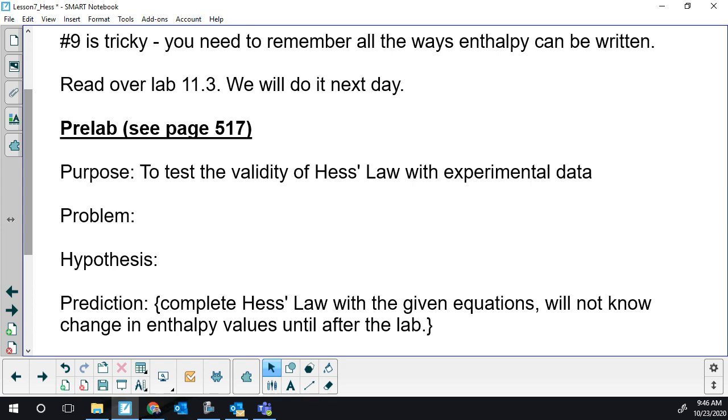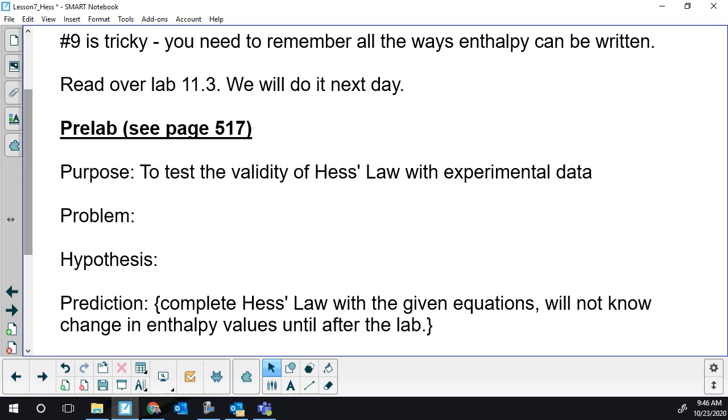But I'd like you in your prediction to figure out the first equation that's given to you. Are you going to flip it? Are you going to double it? What are you going to do to it? But again, you don't have the number. So you can't do the number part of Hess's Law in your prediction, but you can do the equation flipping and rearranging, which is saving you some analysis.